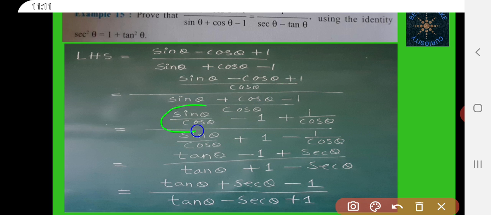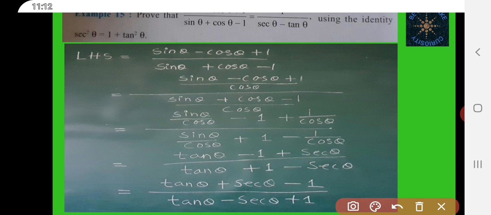And you know that sin theta by cos theta is equal to tan theta. 1 remains the same. 1 by cos theta, you know, is sec theta. So here you can write sec theta. Similarly here also, sin theta by cos theta is tan theta, 1 remains the same, and minus 1 by cos theta is minus sec theta. Okay.